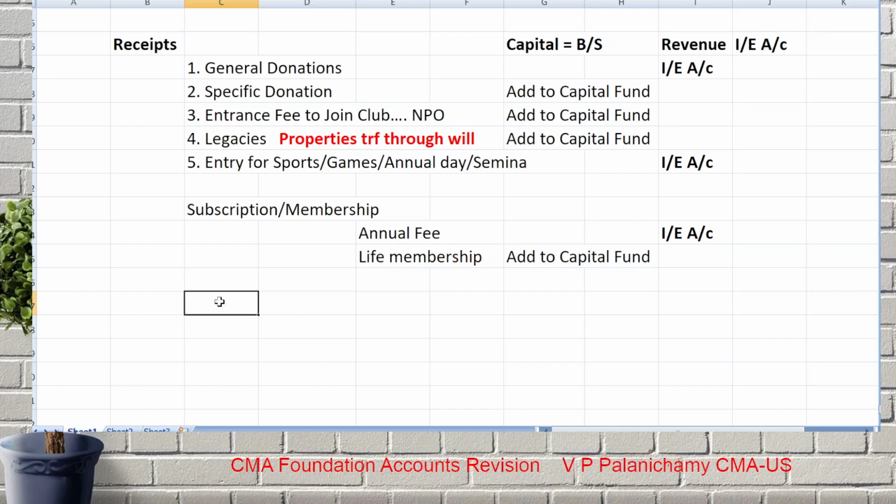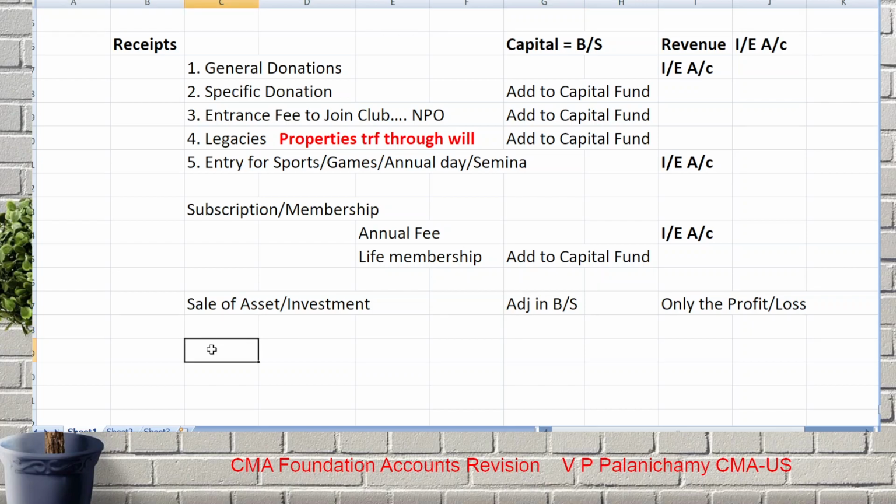What are the other types of receipts which a non-profit organization may have? Sale of asset or investment. It will be adjusted in the balance sheet. Only the profit or loss will be recorded in income and expenditure. Otherwise, it will be adjusted in the balance sheet.